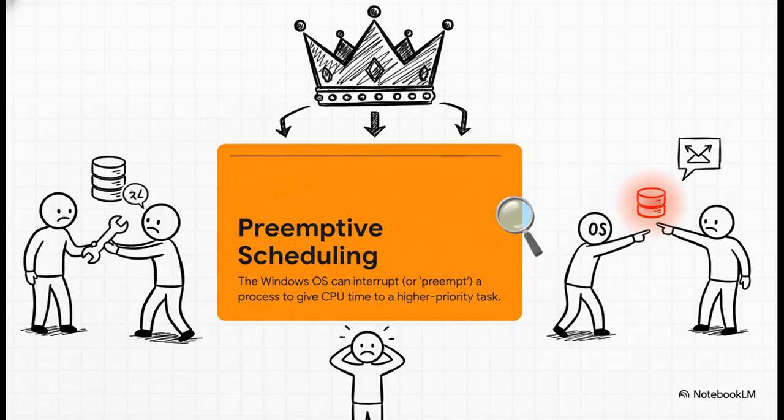See, Windows uses something called preemptive scheduling. You can think of the OS as a micromanager who can, at any moment, interrupt one of your workers because it thinks something else is more important. And in this model, SQL Server has absolutely no say in the matter.